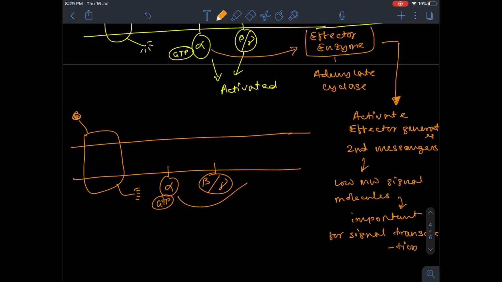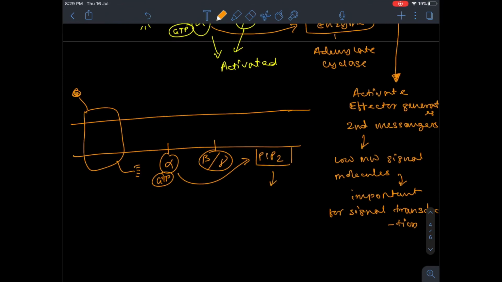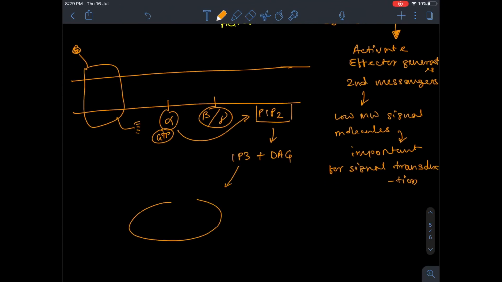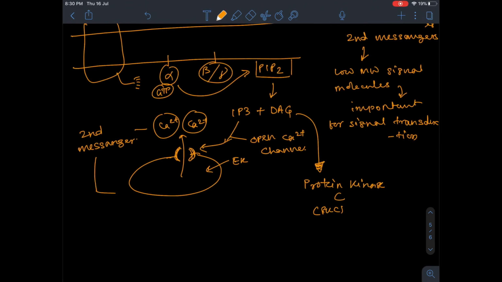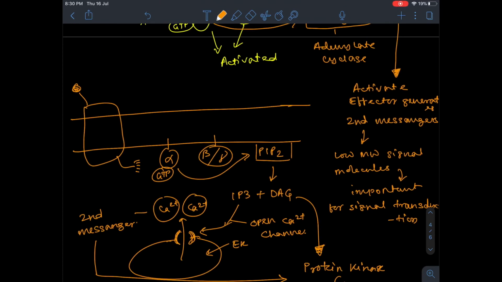This alpha GTP will bind to phospholipase C, which acts on PIP2. This PIP2 will be converted into IP3 and DAG. This IP3 will cause the opening of the calcium channel of the endoplasmic reticulum, and calcium will go out from the endoplasmic reticulum into the cytosol of the cell. These calciums are actually the secondary messengers, and this DAG can directly activate protein kinase C, or PKC, and this calcium as a secondary messenger can also activate protein kinase C.